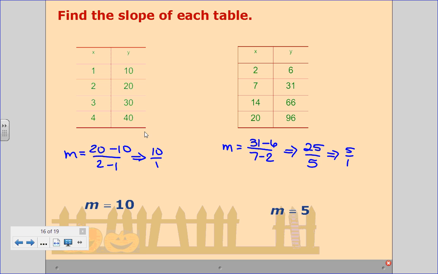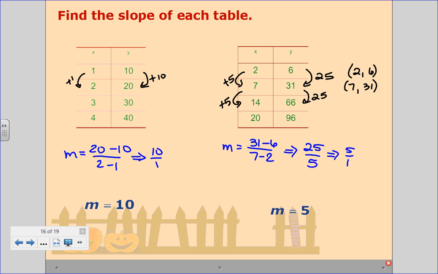So here we are adding 10 each time. Here we're adding 1. Here we're adding 5 each time, and up here 25. Another way you can do this is to look at these as points. So to see that this is the point (2, 6) and this is the point (7, 31), and as long as you're recognizing this change remains constant, you could just use any 2 points and fill those parts into your slope formula.